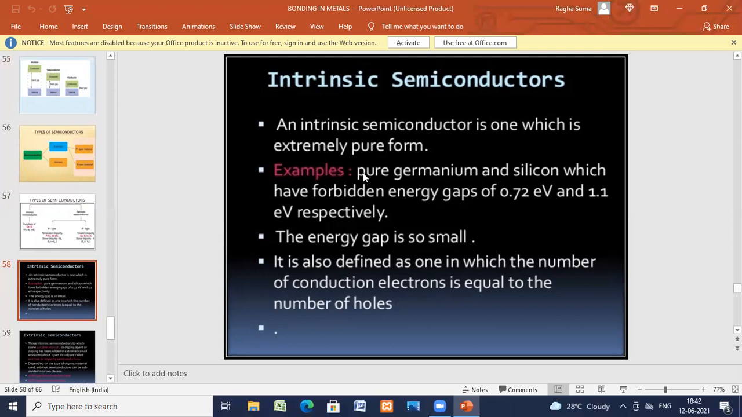So this is the pure form of the semiconductor where the conduction is due to temperature. It is not due to doping or external impurity. So pure germanium and silicon have forbidden energy gaps of 0.72 electron volts and 1.1 electron volts. So the energy gap is very small.